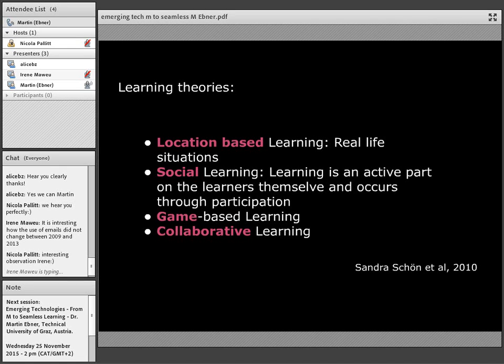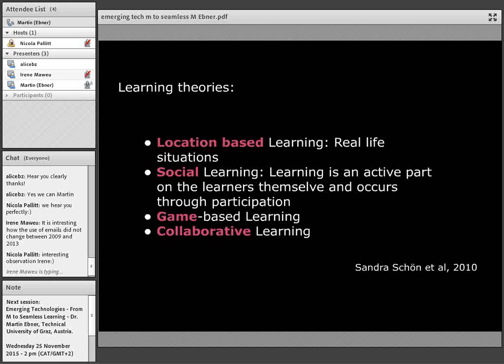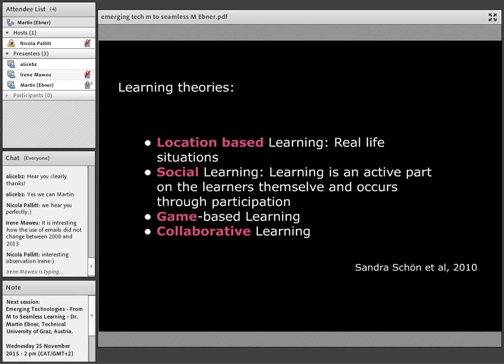Then we have social learning, because social learning means that we can talk with each other. We have a device with us which can collaborate. It's also collaborative learning, where we can make cooperations in real time. And we see a kind of revival of game-based learning, because on these small apps there are often a kind of games, and it is maybe easier to roll out games, and it's not so complex as in the very beginning of game-based learning.